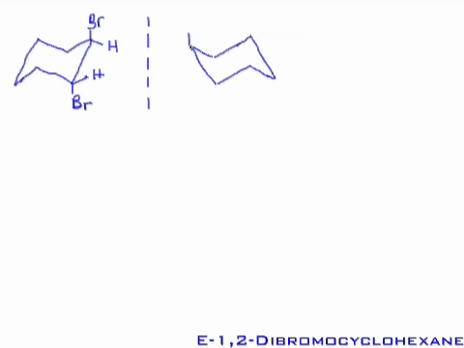Okay, so this guy has a bromine. He has an H. And this guy has a bromine. He has an H. All right, so are these two molecules the same?